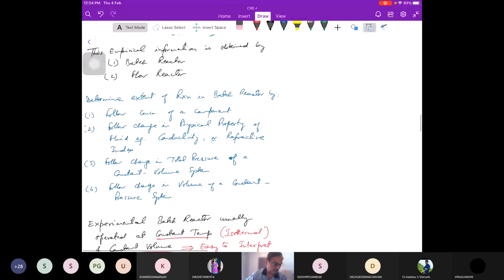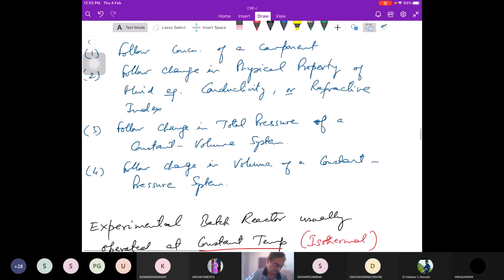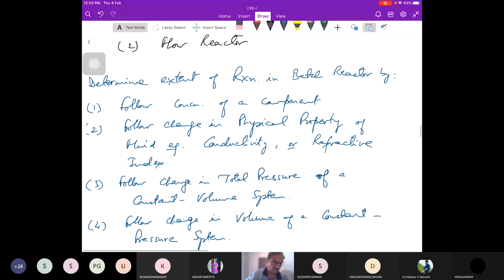In a batch reactor, what you do is determine the extent of reaction or conversion by following the concentration of a component. It means, what is the batch reactor in our lab? Do you know what a lab batch reactor is? In what can we do a reaction? Sir, flask. Say flask, say beaker, anything. There is also a reactor, a round bottom flask. So there are different types of reactors.